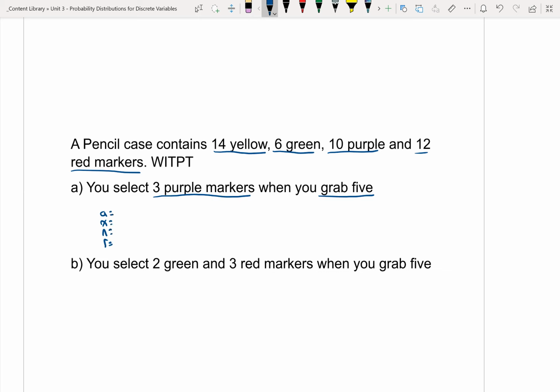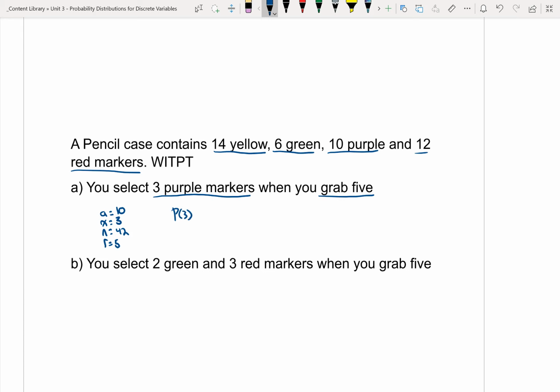A is going to be the total number of possible successful outcomes. Because we're looking for purple markers, A will be 10 because there's 10 purple markers in total. X is going to be 3 because that is the actual number of successes we're looking for. N refers to 42, or the total number of outcomes, and R is going to be 5 for the number of dependent trials we have.